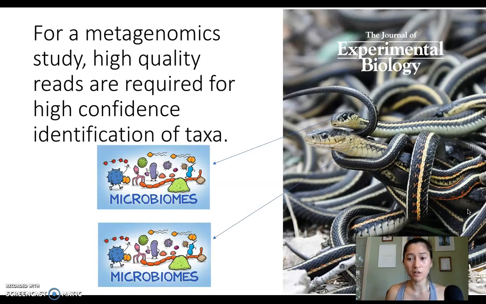Again, just to reiterate, with the garter snakes, we're taking samples from females and males, and we're trying to figure out what the different bacterial species are in their microbiome community. We're only using our high quality sequence reads because we want to be confident that the particular bacterial taxa we're saying are in males and are in females are correct. So that's why we do that read trimming step.